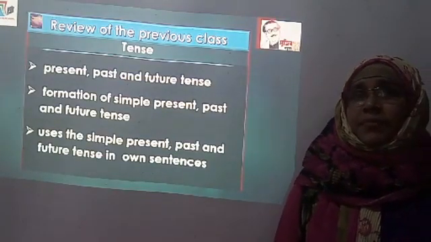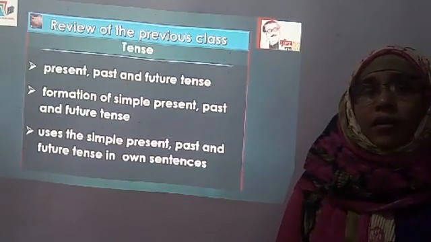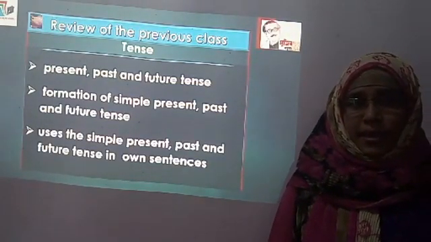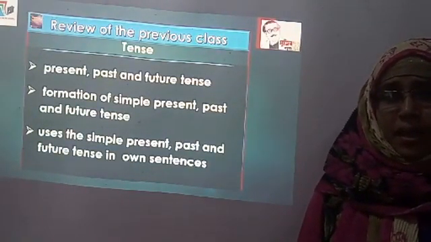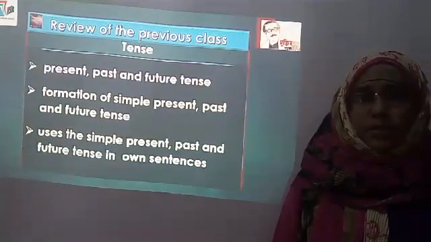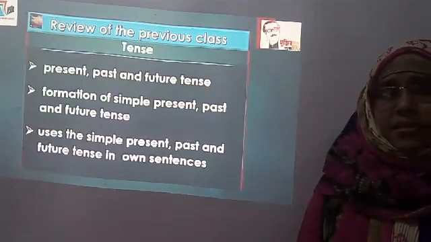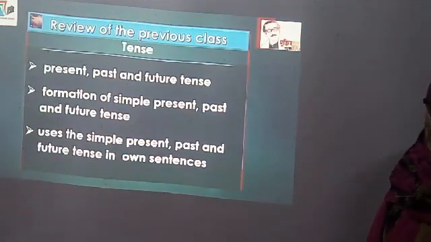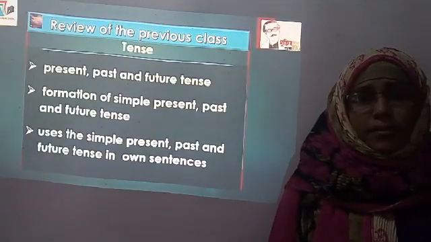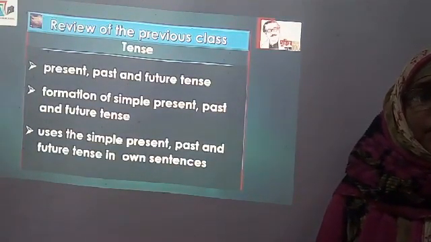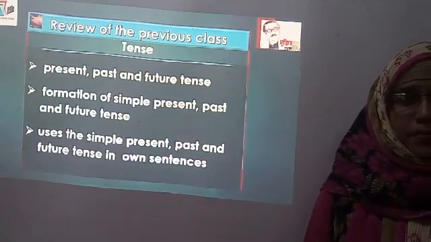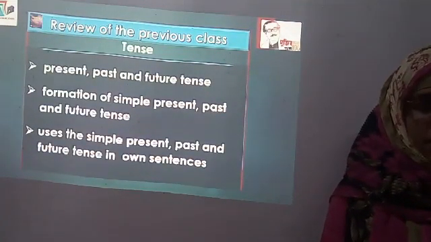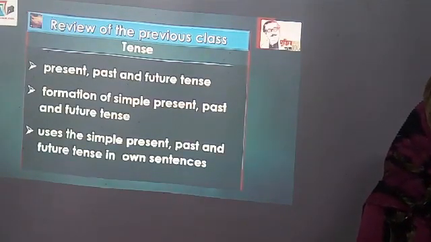Yes, students. If the last letter of the verb is o, ch, ss, sh, x, those verbs will take es. Except this, the verb will take s. And we also learned the negative form and also the question form. Similarly, we learned about the structure of simple past and simple future.